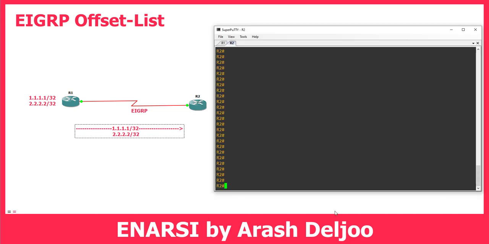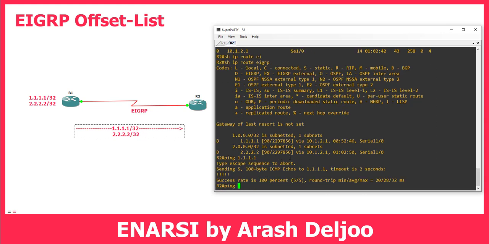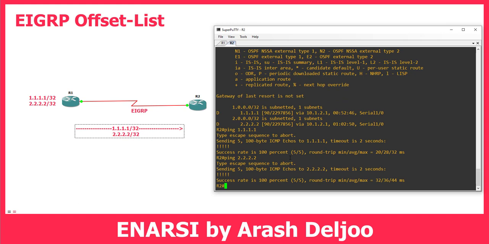Let me show you. I have configured this scenario before. As you can see, show ip eigrp neighbors: we have neighborship between router 1 and router 2, and this is the routing table of router 2. Show ip route eigrp. Look here, we have received these two routes, quad 1/32 and quad 2/32, from router 1, and we have connectivity to these two networks from router 2: ping quad 1 and ping quad 2. This is normal behavior without any new configuration.